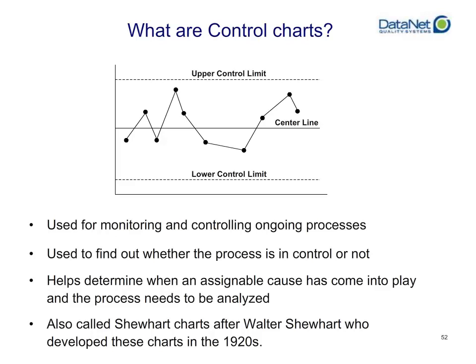So with the idea of assignable causes and common causes in mind, let's talk about what a control chart is. A control chart is a chart that's used for monitoring and controlling ongoing processes. It consists of data points plotted in sequence over time, with an upper control limit and a lower control limit, as well as a center line. It's used to find out whether or not your process is in control. It helps you determine when an assignable cause has come into play and the process needs to be analyzed or investigated.